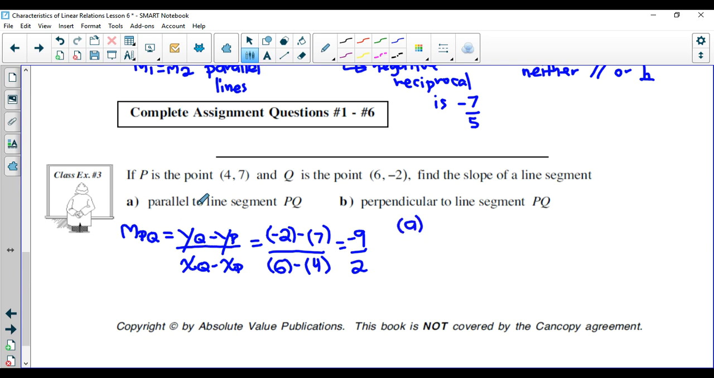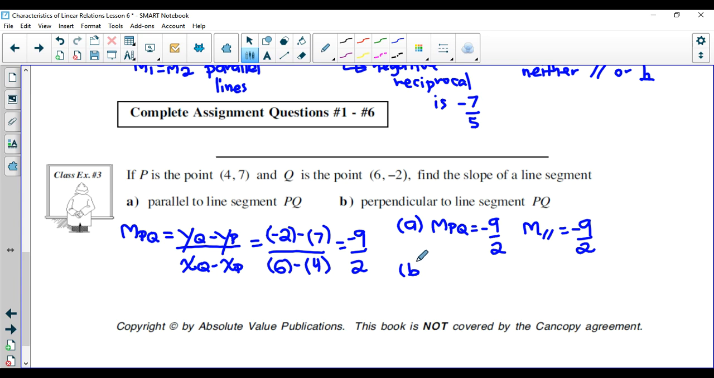Okay, so we want to know the slope of a line segment that's parallel to this one. Well, line segments that are parallel just have the same slope. So if the slope of PQ is equal to negative 9 over 2, then the slope of a line that is parallel to line segment PQ would just have the same slope.